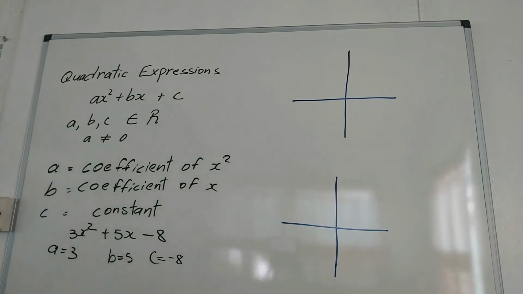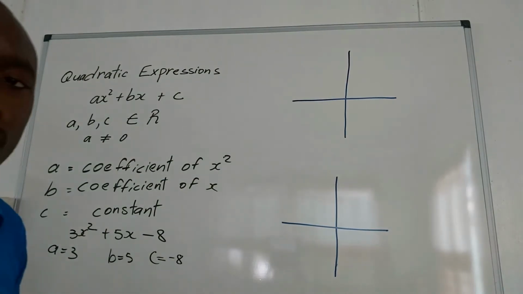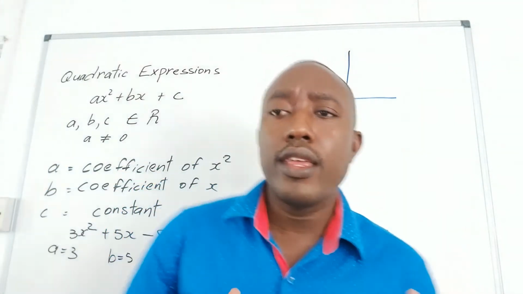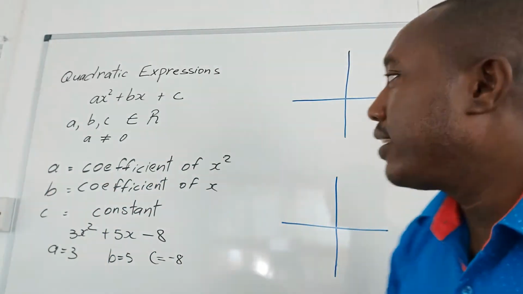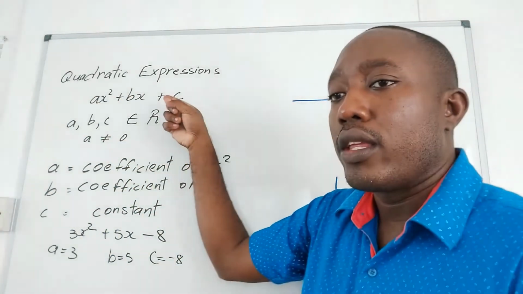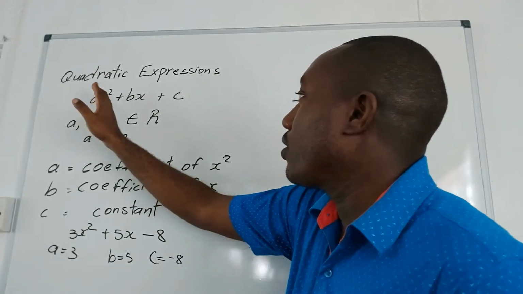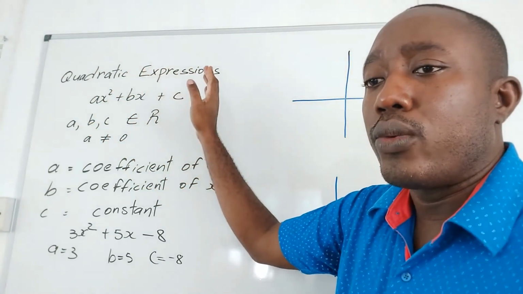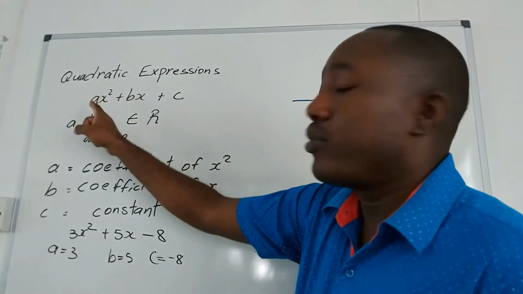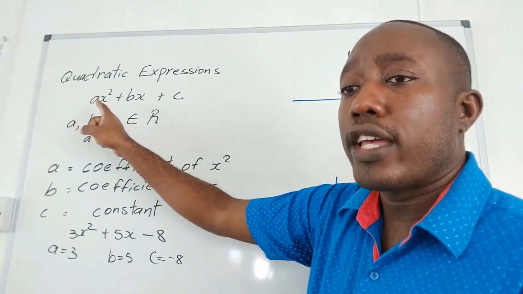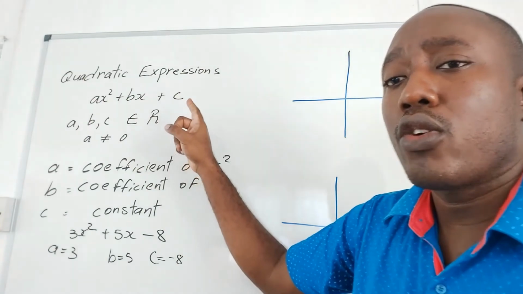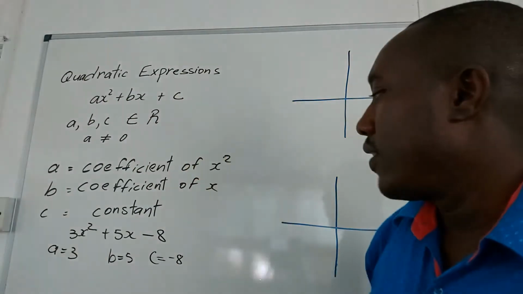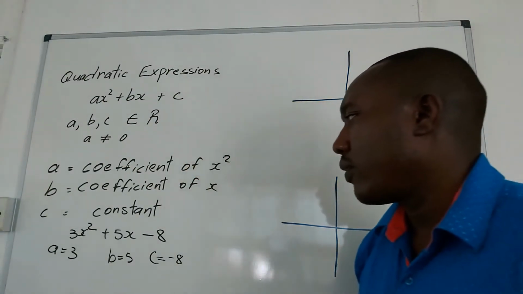So when we write a quadratic expression, one of the things I will encourage is to write it in this form, with the x squared first, then the x, then our c value. So a represents the coefficient of x squared, b represents the coefficient of x, and c is our constant.